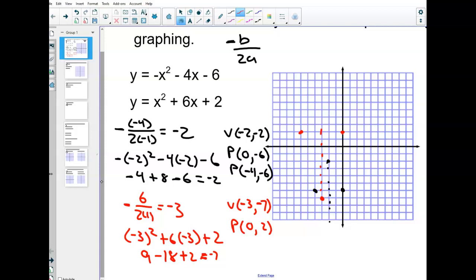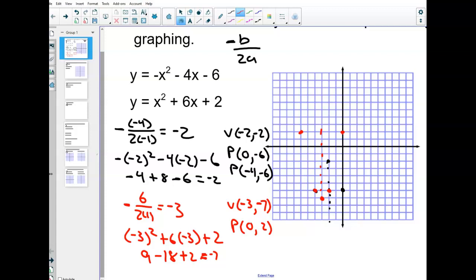So the vertex point for this bottom one, the x coordinate is negative 3, agreed? Let's put negative 2 in for x. Negative 2 squared is 4. 6 times negative 2 is negative 12. 4 and negative 12, negative 8. Negative 8 plus 2 is negative 6. So we get points negative 2, negative 6. Which symmetrically means I get another point right there. Can we agree that's going to be a point of intersection when I draw my parabolas? Okay. It's right there.